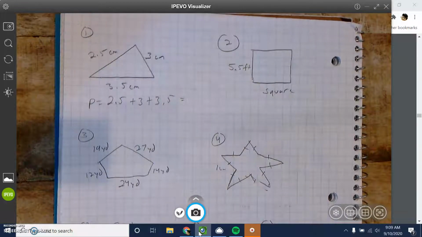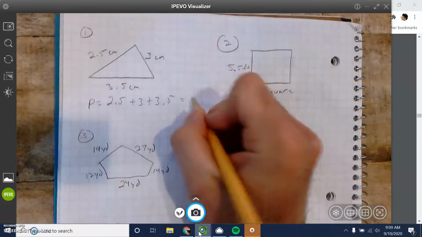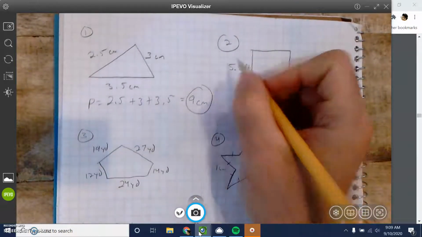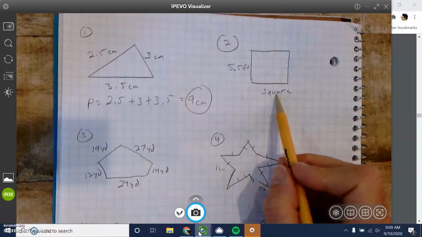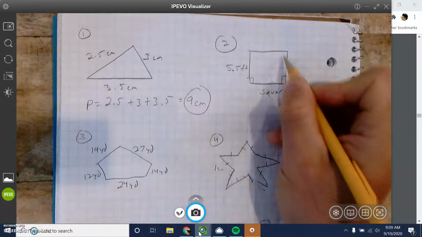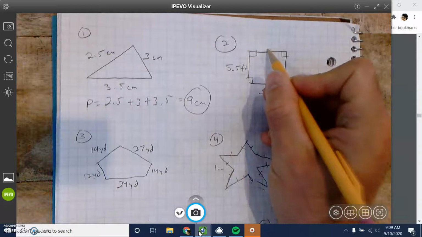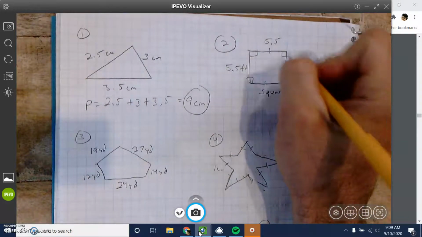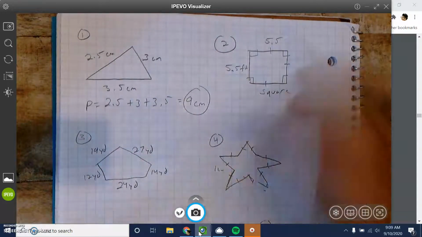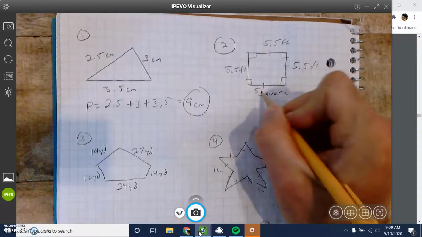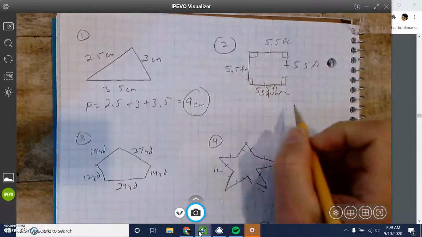2.5 plus 3 plus 3.5 is 9 centimeters. Got it. Okay, next is a square. So square, it tells you, that means all the angles are right angles and all the sides are congruent. So this is 5.5 feet, 5.5 feet, 5.5 feet. Always mark up the picture like this.